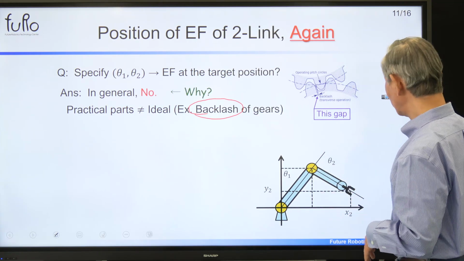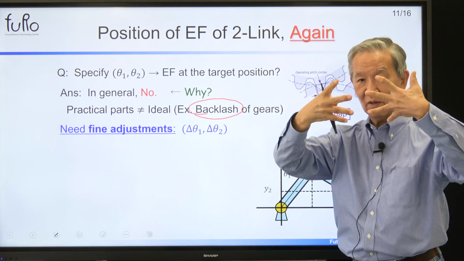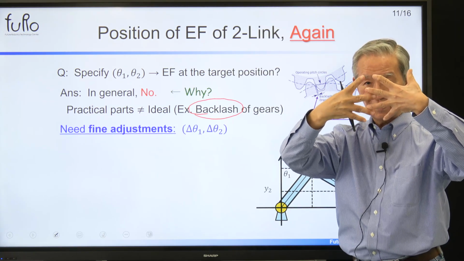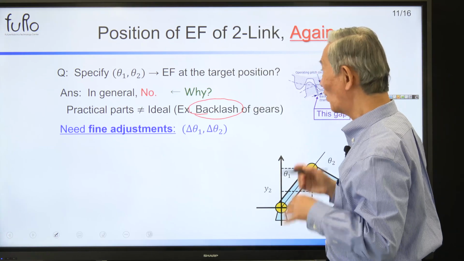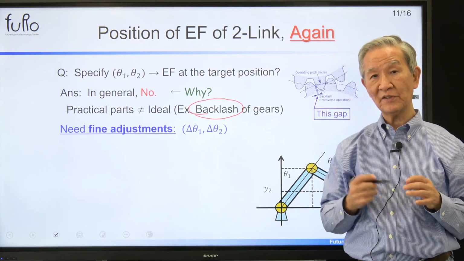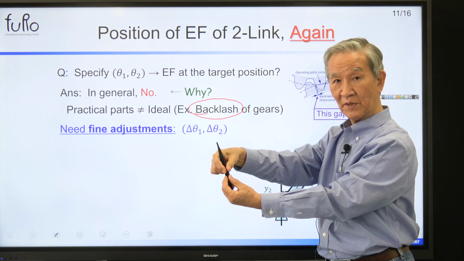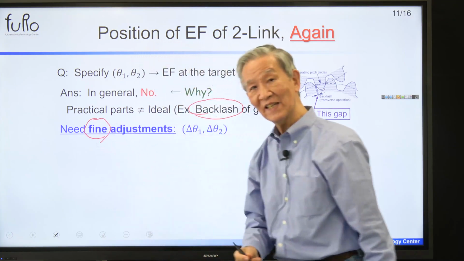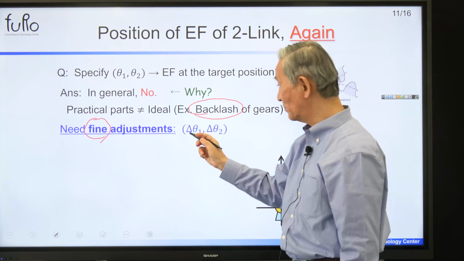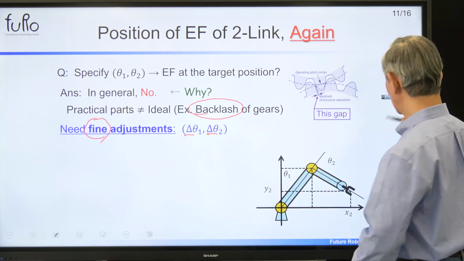So what's going to happen? If backlash is there, depending on which way it is moving, there is, well, let me exaggerate, an error. This one and that one, the position is different, right? So that's going to happen. So in a practical situation where you are actually moving the robot and trying to let your robot grab something, you have to do the fine adjustment, not the big adjustment, but small adjustment. That's why I put delta here. Fine, small adjustments. So how? The question is, how?